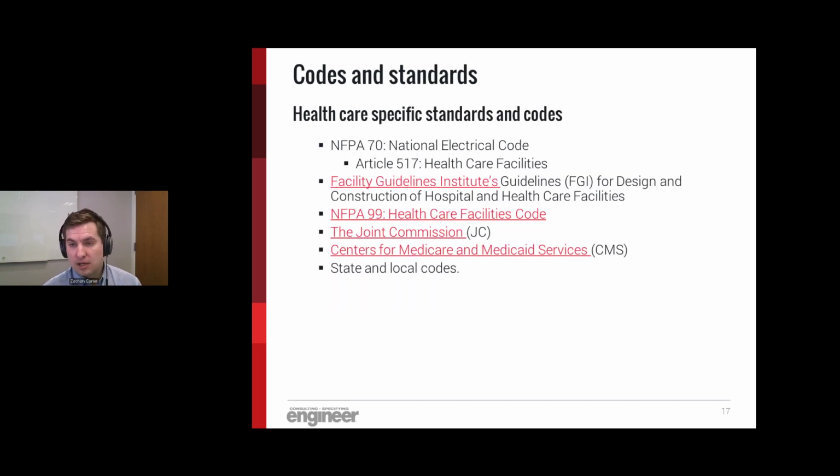So I'll touch on a lot on the codes and standards, but bear with me. There's a few more for the healthcare. It's again one of those more clearly defined mission critical facilities, so this is important. We have the NFPA 70, Article 517, which gives us criteria for healthcare facilities. And that aligns a lot with the NFPA 99, which is the Healthcare Facilities Code.